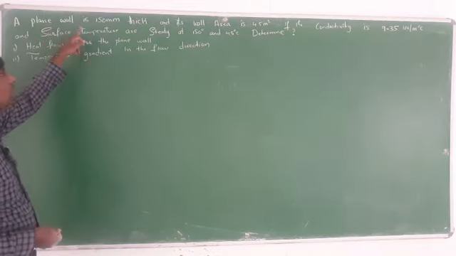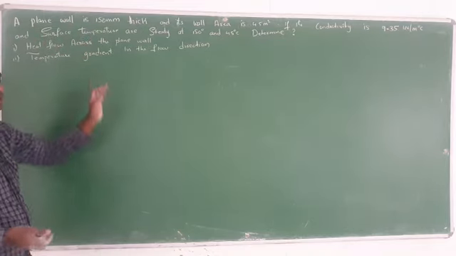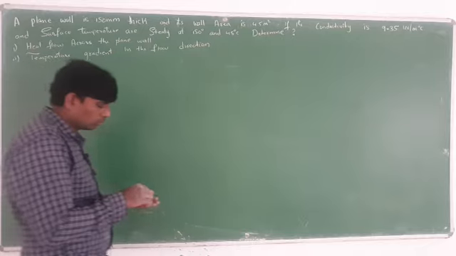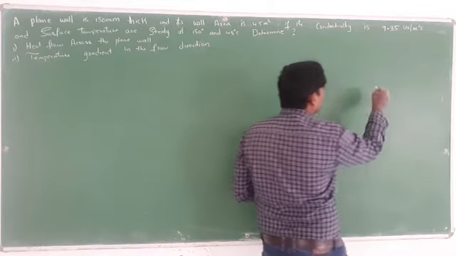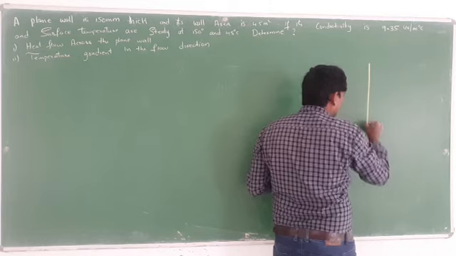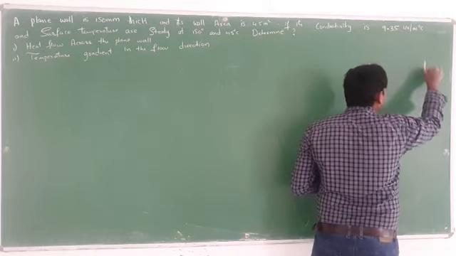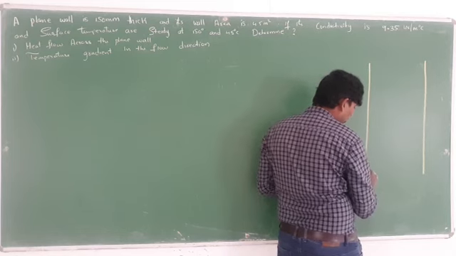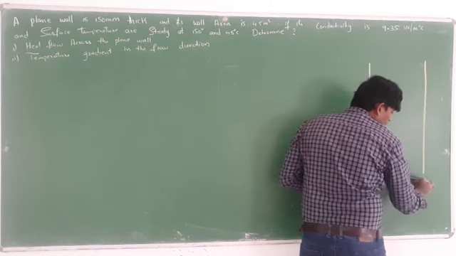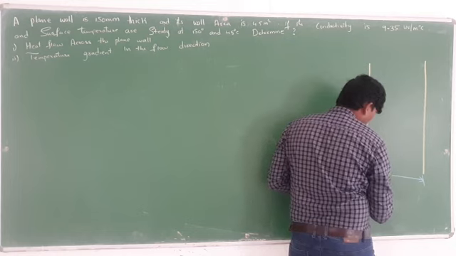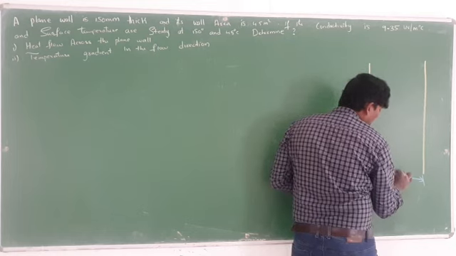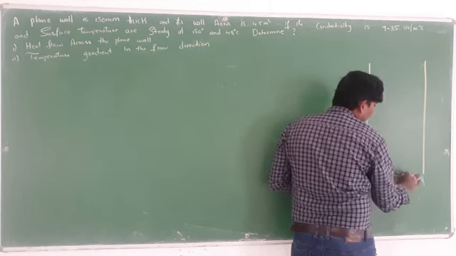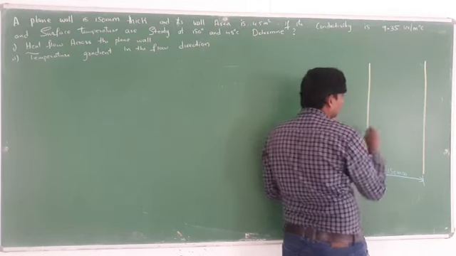A plane wall is 150 mm thick. So first, you have to draw the plane wall. Consider this one, from here to here, as the plane wall. The thickness is already given. How much is it? 150 mm. This one you consider as a plane wall.